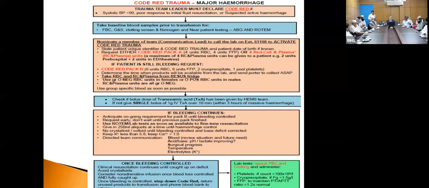The concept has been changed a lot, and the approach should be very careful and conservative about transfusion, because transfusion has got lots of risks, including viral transmission. Pregnancy is very important.